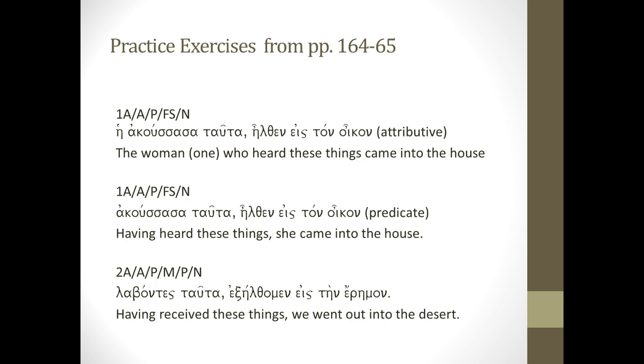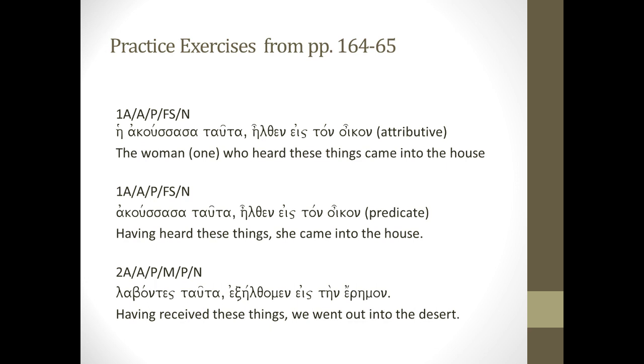Another example then at the bottom: labontes tauta exelthomen eis tan eremon. Labontes is a second aorist active participle, masculine plural nominative. It is in the predicate position, so we will translate this as, having received these things, we went out into the desert. Or we could say, after receiving these things, or we could even say, when we received these things, we went out into the desert.